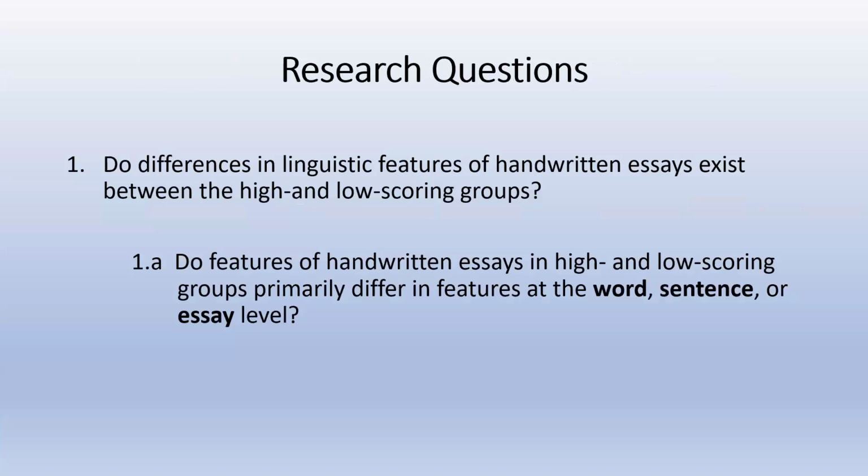So for this, we had just one main research question, which was, do differences in linguistic features of handwritten essays exist between high and low scoring groups? And what we were really interested in was whether the features of these handwritten essays differ primarily at the word level, the sentence level, or the essay level. So essentially, not just do differences exist, but what kind of differences exist? What is actually leading to these false identifications and false detections of AI generation between these two groups?